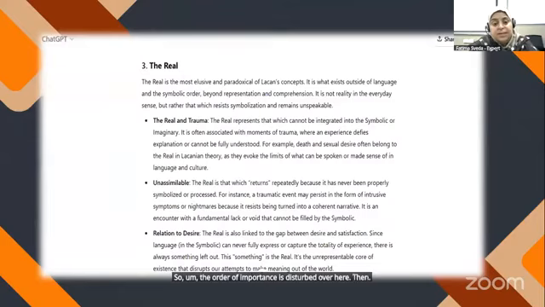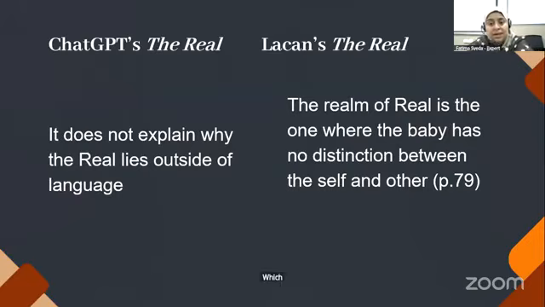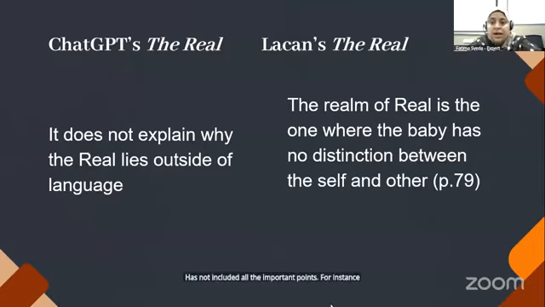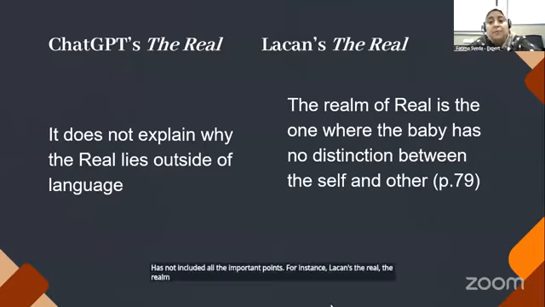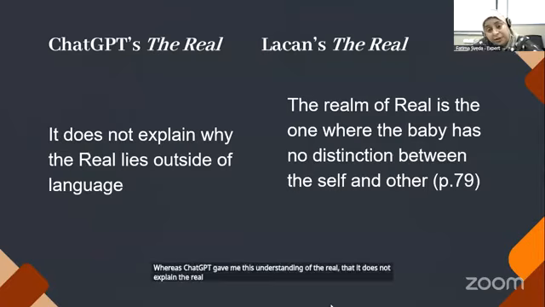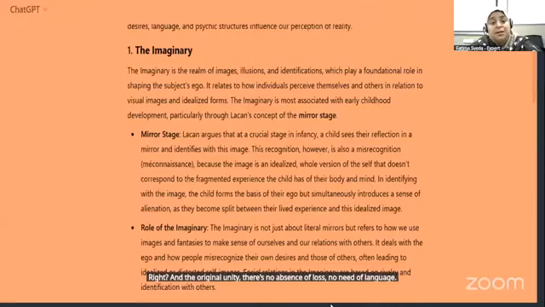Then this is what ChatGPT generated as the understanding of the real, which, when I compared with Lacan's the real, has not included all the important points. For instance, Lacan's realm of the real is the one where the baby has no distinction between the self and the other. Whereas ChatGPT gave me this understanding of the real, that it does not explain the real lies outside of language, right? and the original unity. There's no absence or loss, no need of language. These points were simply eliminated.